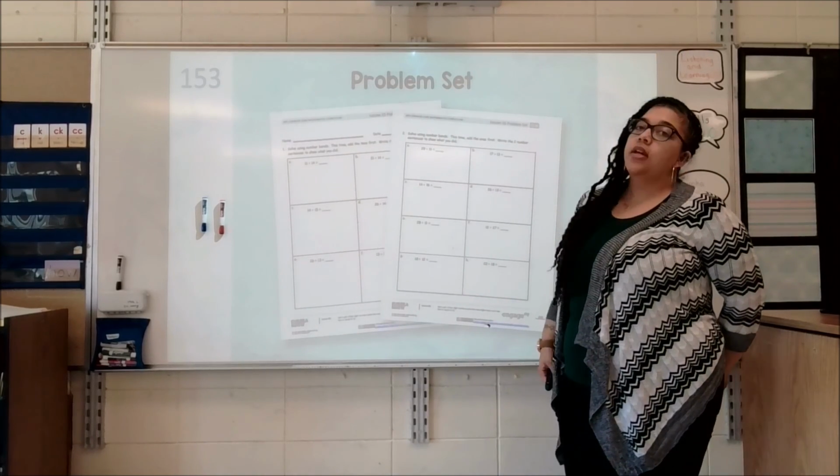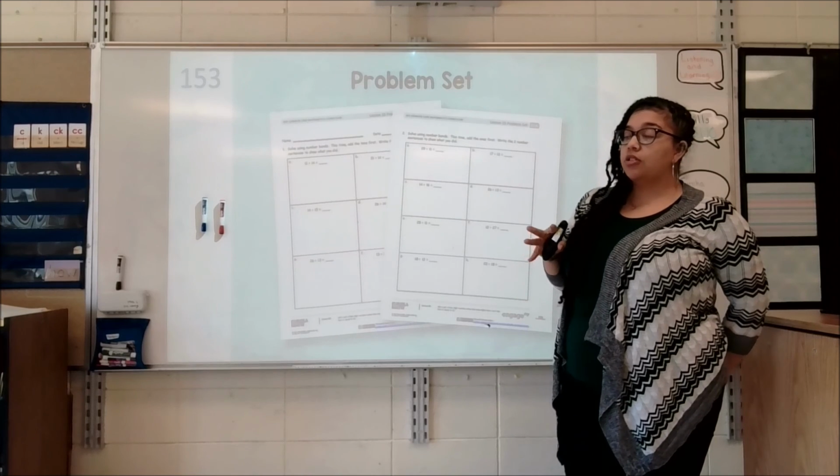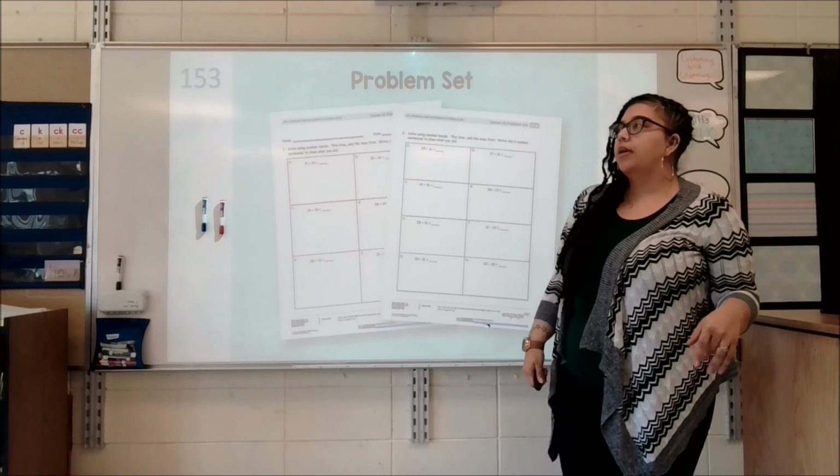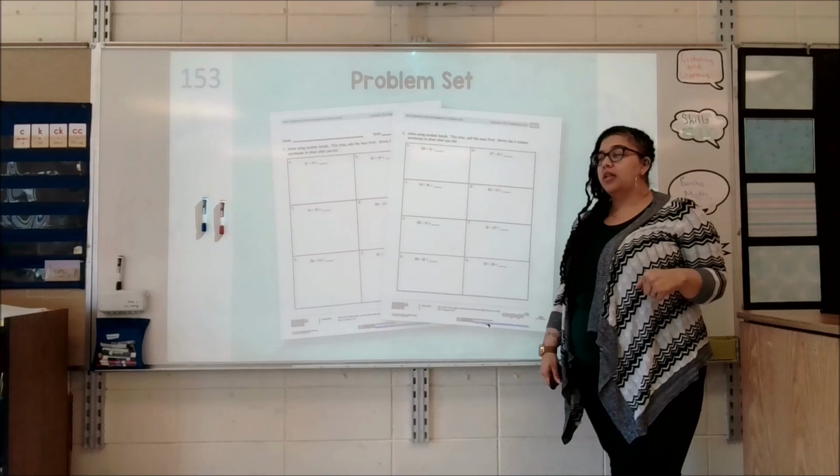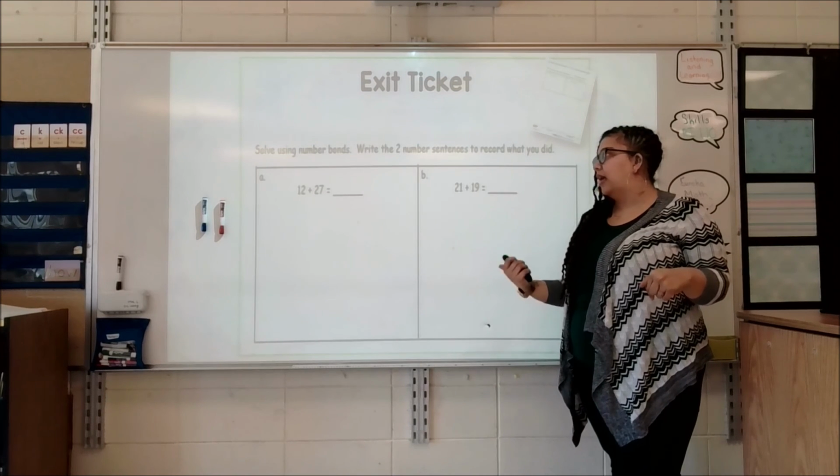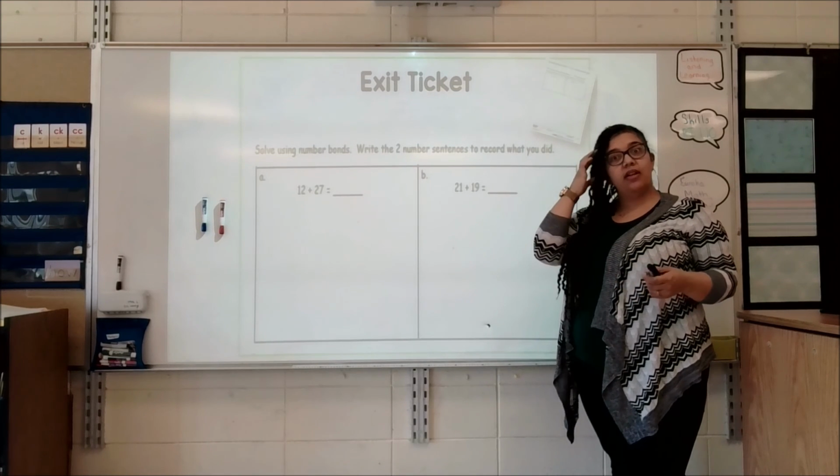So go work on that for about 10 minutes or so. This is where you get help from other grown-ups. And then return to the Nearpod so you can complete your exit ticket and turn that in so I can see evidence of your work.